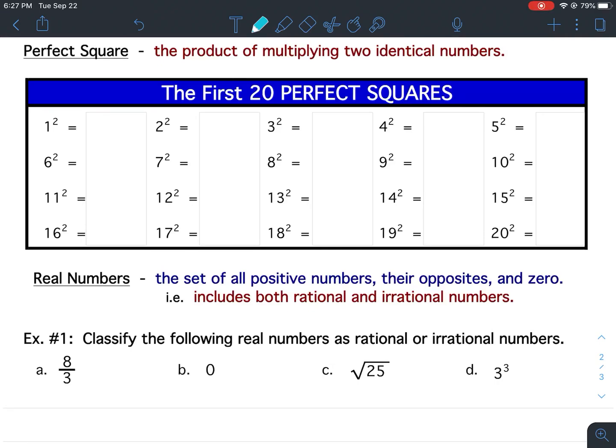Rational and Irrational Numbers, Lesson 1, Notes. Now I'm going to talk about perfect squares.